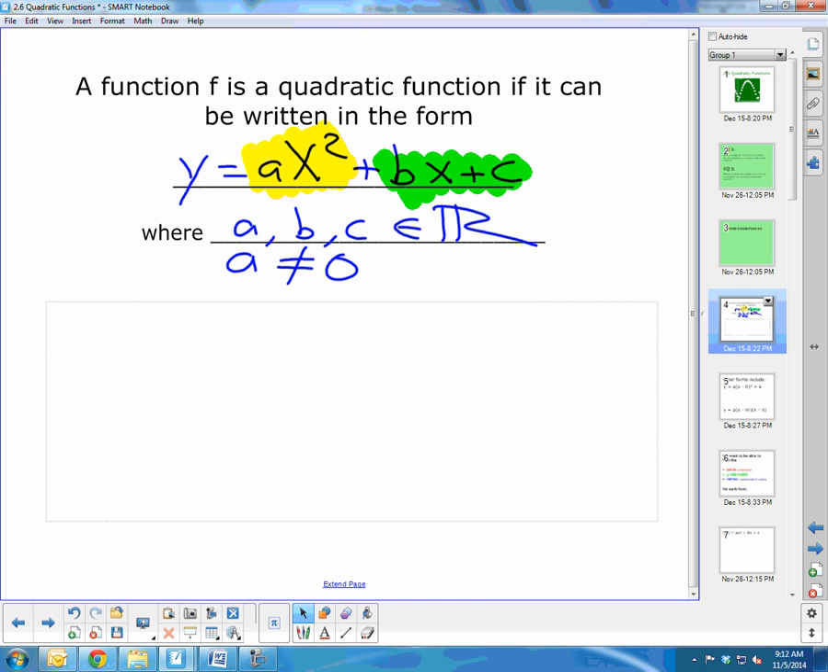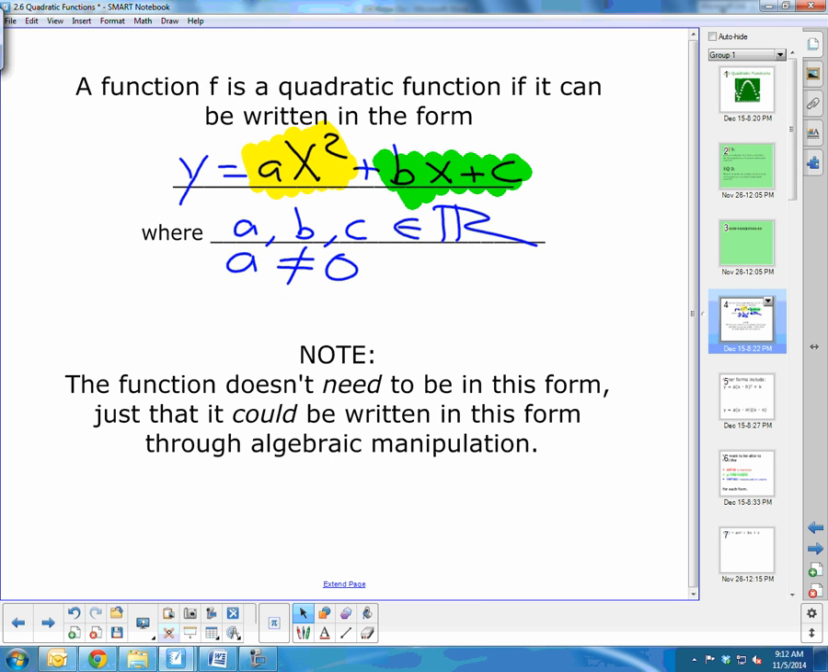So one more note on that is that this function doesn't need to be in this form. It's just that it could be written in that form, meaning that whatever form it's in, if I did some algebraic manipulations, things like distributing, combining like terms, rearranging terms, et cetera, I could get it into this form. All right, so that's what a quadratic is, its basic definition.